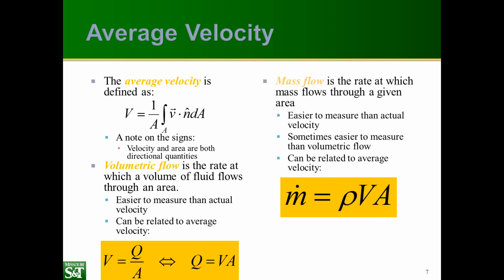And then last we have the mass flow rate. So the mass flow rate tells us how quickly a unit of mass is moving through an area. And again, the reason we like to use this is because it's much easier to measure than the actual velocity of the flow. Sometimes it's even easier to measure than the volumetric flow. But again, we can relate it to the average velocity. So the mass flow rate is the density of the fluid times its volume flow rate, or VA. So we can relate it to average velocity as mass flow rate equals density times velocity times area.